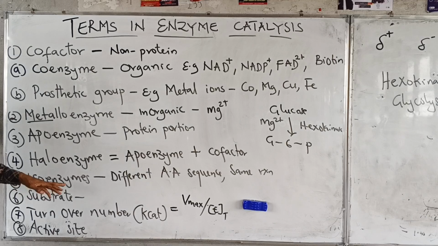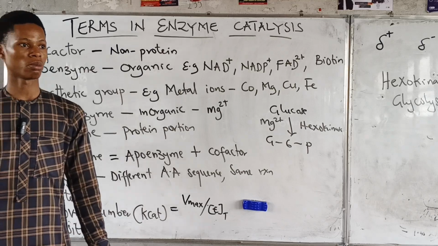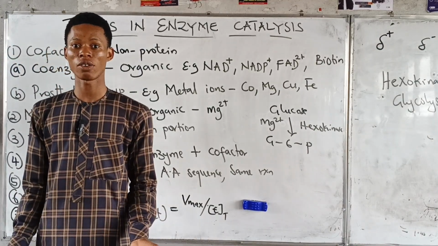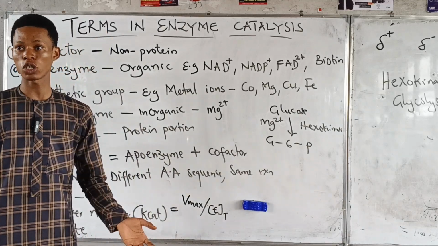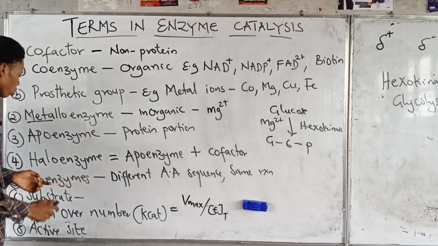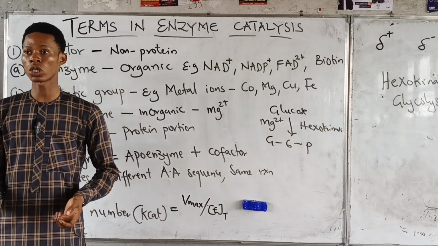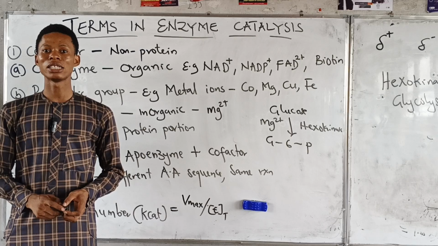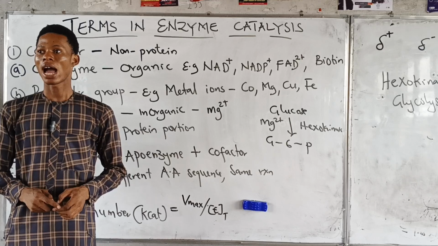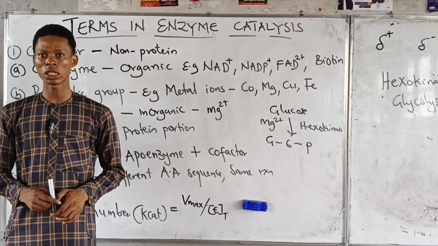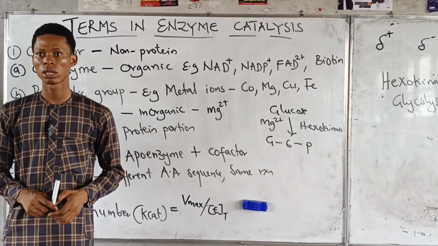Next thing is isoenzymes. You know of isomers, right? Isomers have the same molecular formula, different structural formula. Now, isoenzymes, we already know that enzymes are proteins in nature, and the building block of protein is amino acid. And what gives us the primary structure of protein?